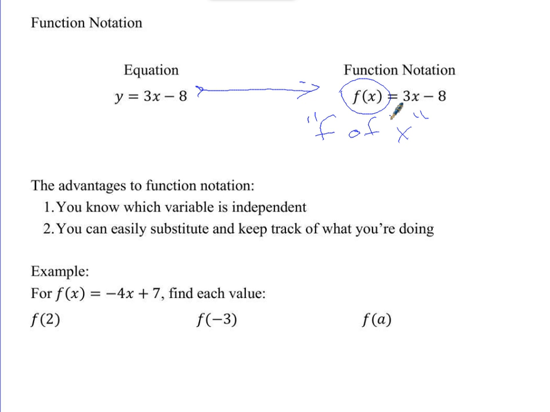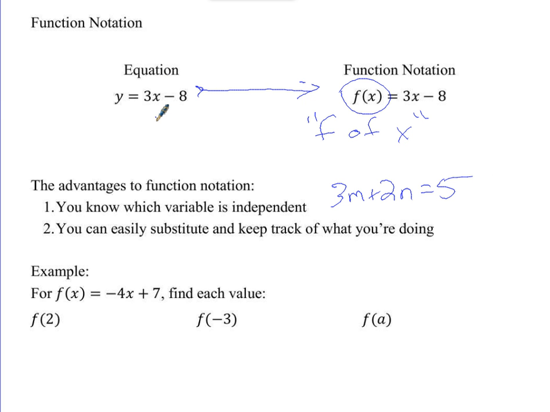The advantages of function notation are, you know which variable is independent automatically. If I were to give you an equation like this, which variable is the independent variable? Could be either one. Do we know which one it is here? Sure. Could it be n? Could it be m? Could it be either? Could it be neither? That's the problem with regular notation like this.